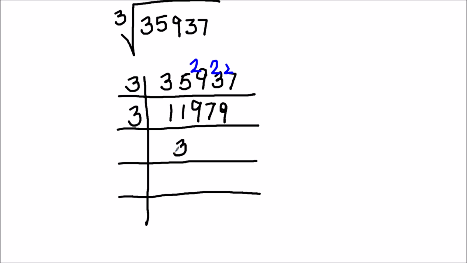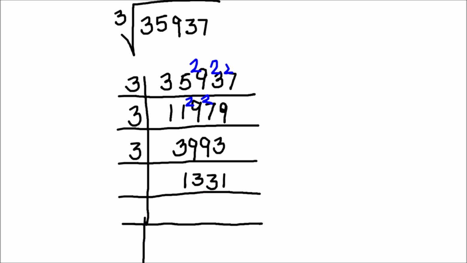3 times 3 is 9. 2 is the remainder. This becomes 29. 3 times 9 is 27. Again 2 is the remainder. Becomes 27. 3 times 9 is 27 and 3 times 3 is 9. Again we can divide it by 3. 3 times 1 is 3, 3 times 3 is 9, 3 times 3 is 9 and 3 times 1 is 3. Now 1331 is not divisible by the number 3.